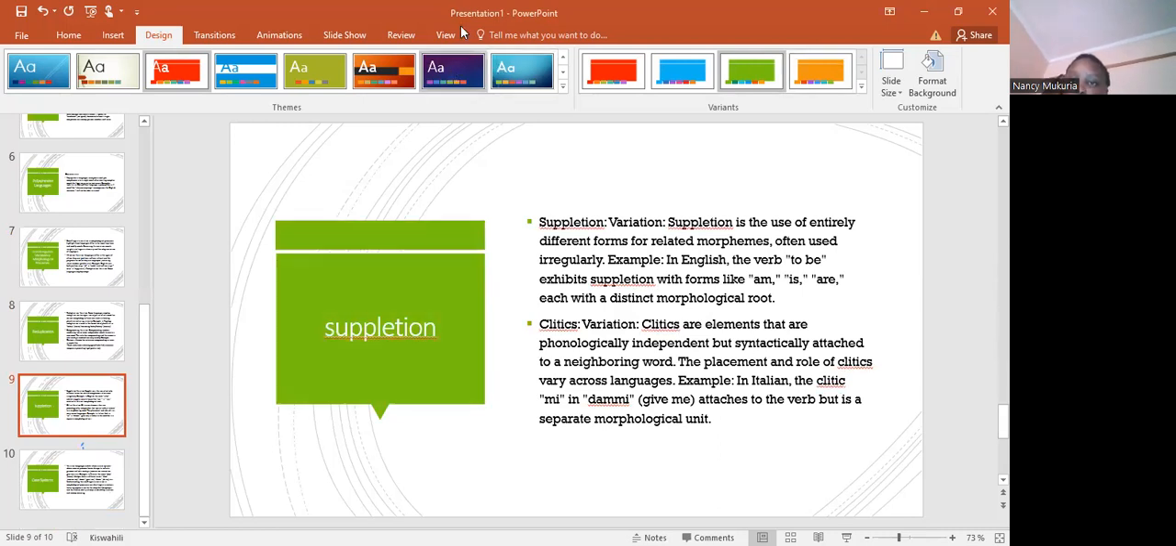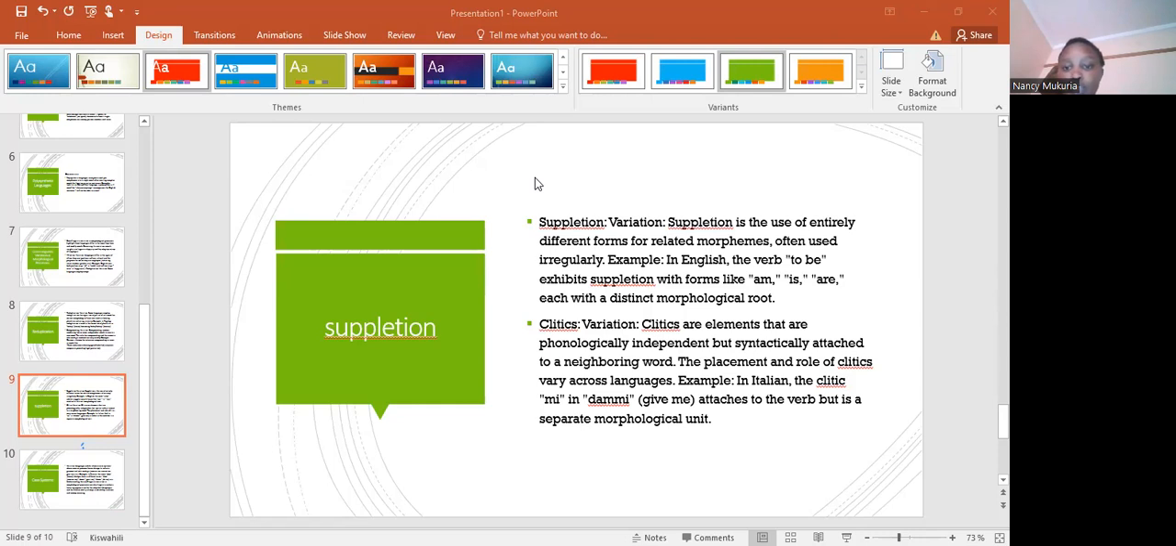Suppletion variation. Suppletion is the use of an entirely different form for a related morpheme, often used irregularly. For example, in English, the verb to be exhibits suppletive forms like am, is, are, each with a distinct morphological root.